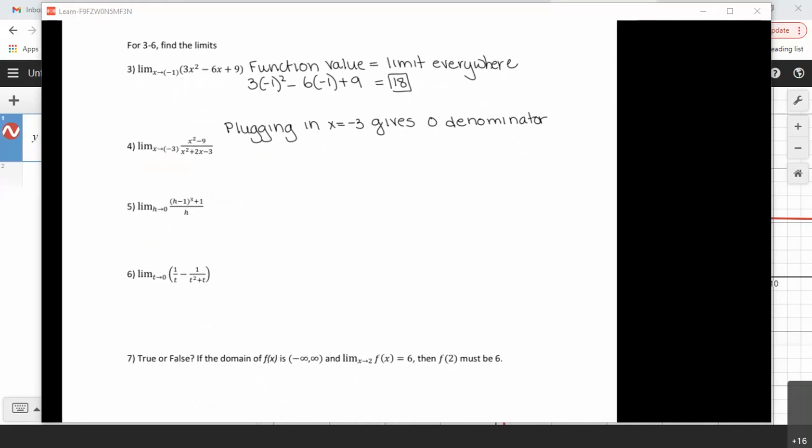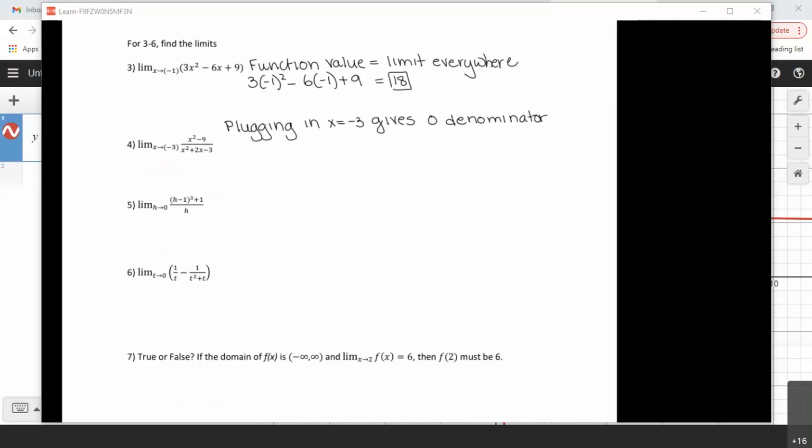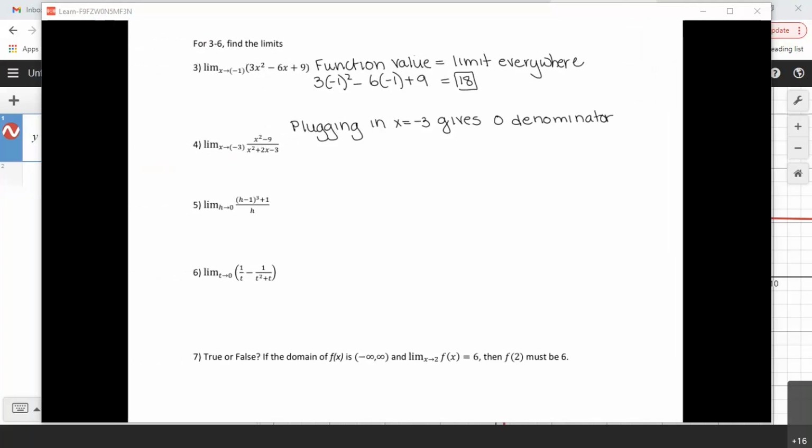Now I'm looking at something that's got a polynomial in the numerator and a polynomial in the denominator. There's a polynomial factoring app in the course if you're not comfortable doing this by hand. Your numerator here factors into the difference of squares. That's what gives me x squared minus 9.